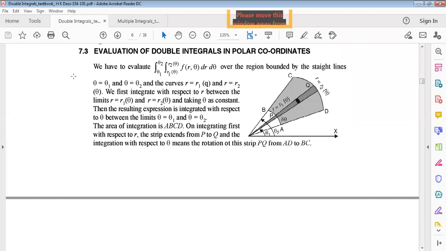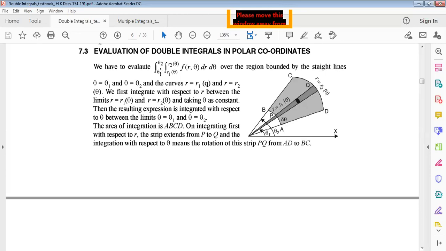Okay, now evaluation of double integrals in polar coordinates. In polar coordinates, actually there is a relation between the angle, which is called amplitude, and the modulus. Angle theta is the argument, and r will be the modulus. For the first function, theta 1 will be the first amplitude, and r1 will be the first modulus. Similarly, for the second one, theta 2, and this will be the r2 value.